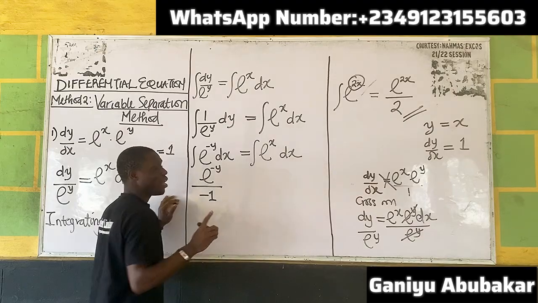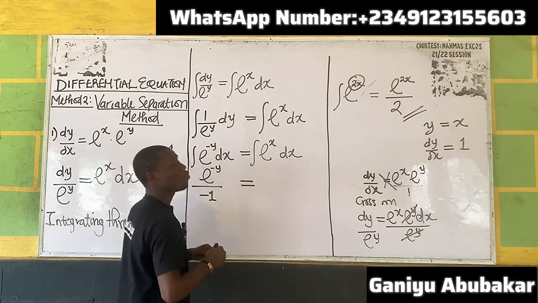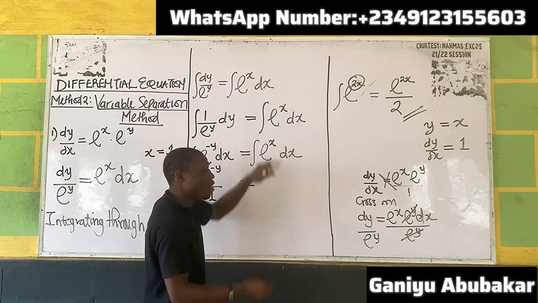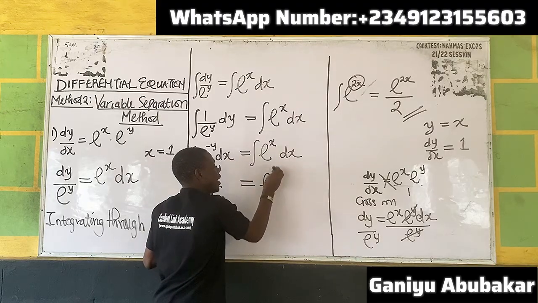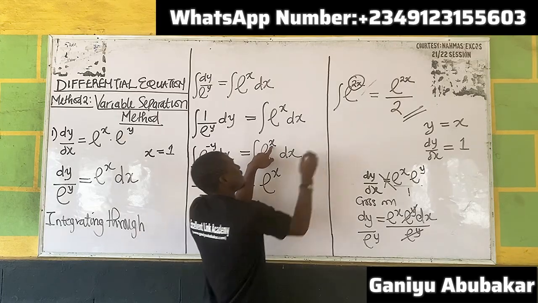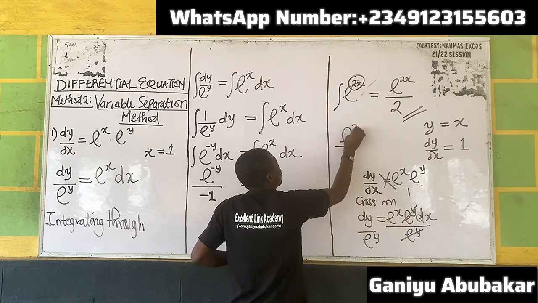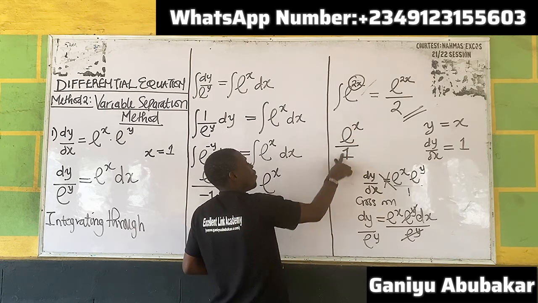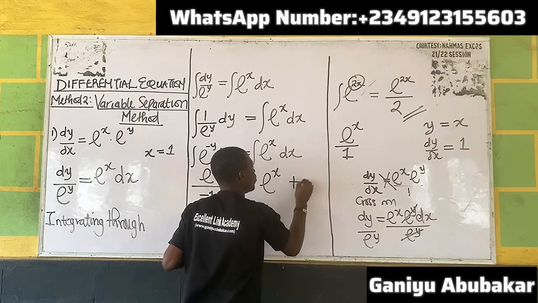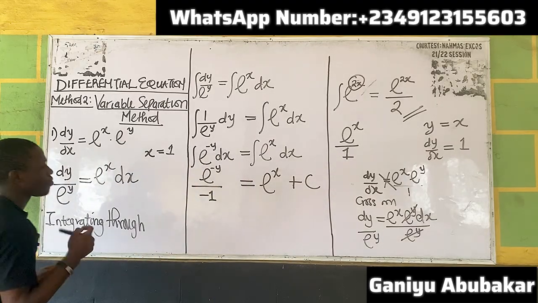Alright, please go and learn integration. We know very well that if I integrate exponential x, I will still have exponential x. Why is this so? Because differentiate x, I will have 1. Repeat the question, exponential x. Anything over 1 gives you that thing. Alright, then I have plus c, the constant of integration.